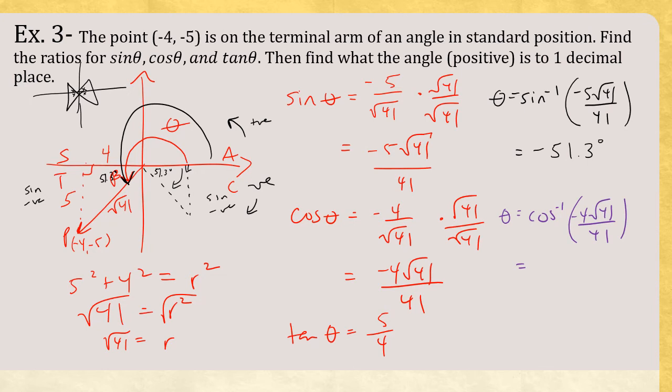Cos inverse of negative 4 root 41 divided by 41, close bracket. I get 128.7 degrees.